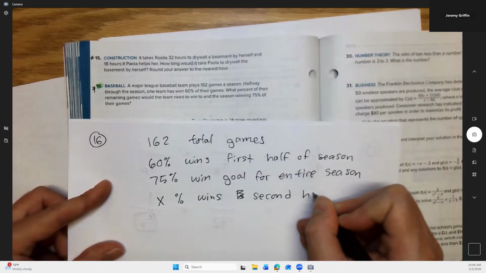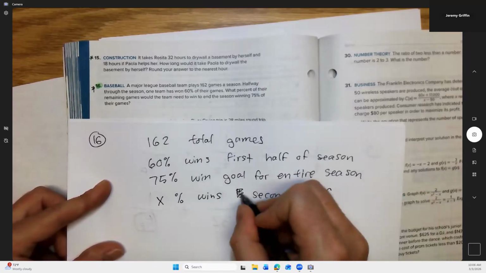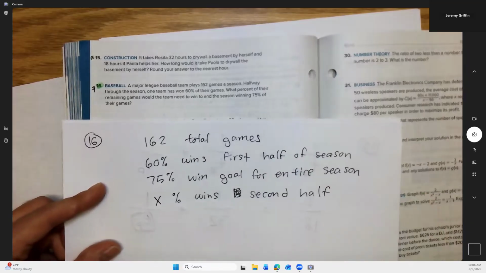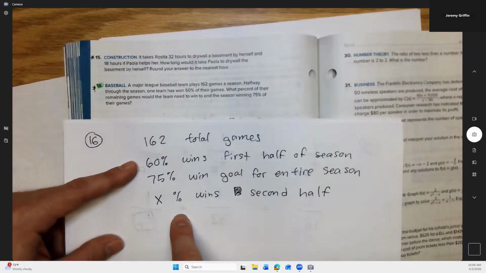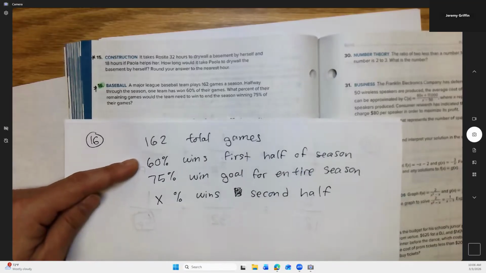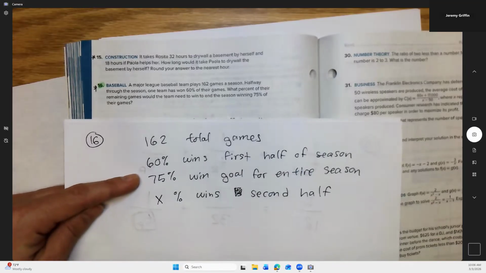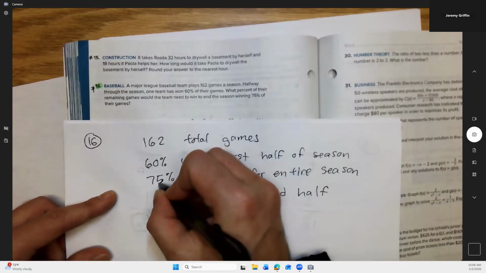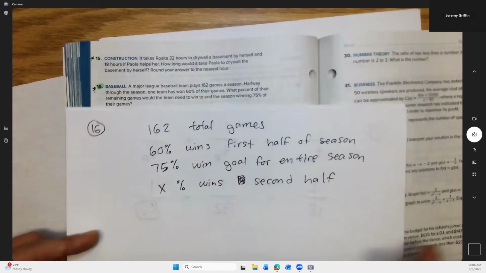Second half, right? What percentage of games do they have to win for the second half? And it would have to be an enormous percent, wouldn't it? Because if they're sitting at 60% halfway through, and they want to get up to 75%. Oh man, they really got to go on a winning streak, don't they? They got to bring their percentage way up. Probably have to win almost everything. We're going to find out.